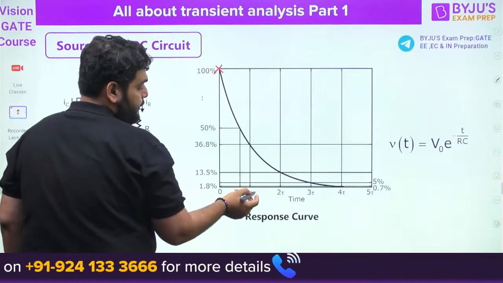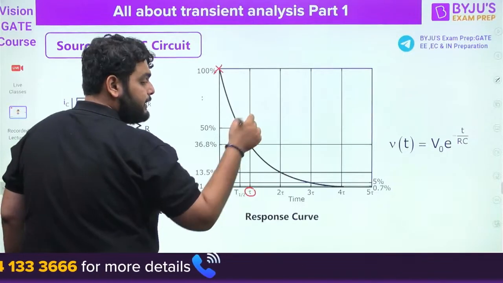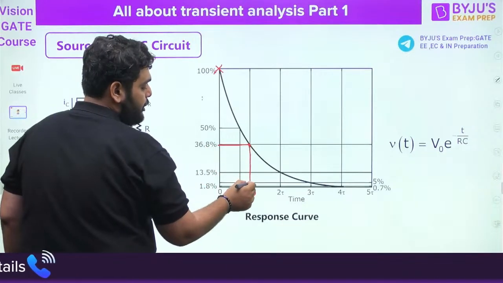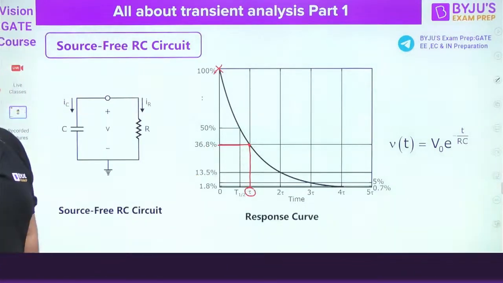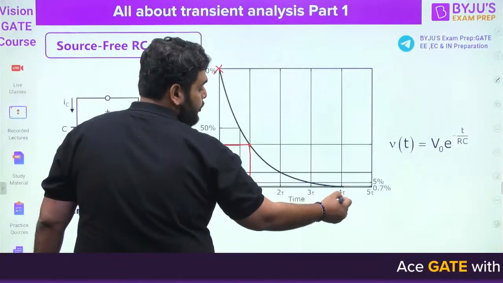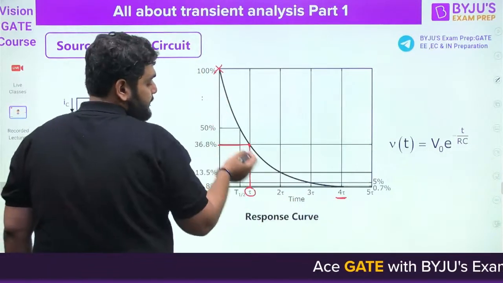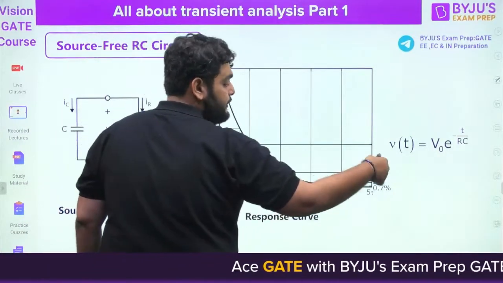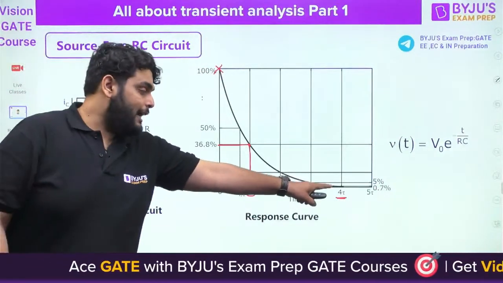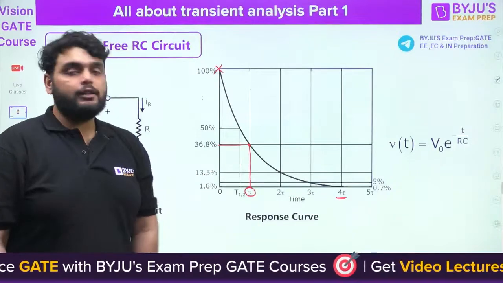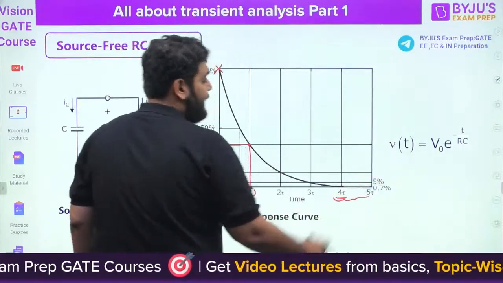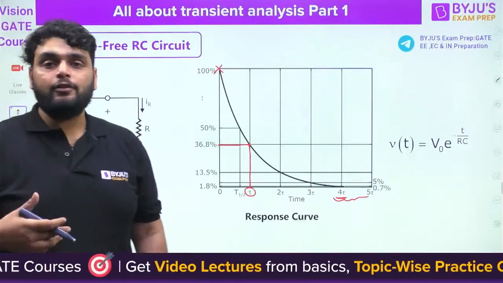Now here you can see what tau is. Tau in case of discharging is the time at which the value will decrease by 36.8%, or you can say 37%. After that, around 4 tau, the voltage becomes 0, which means the transient is going to end here. Since the transient has ended, the voltage across the capacitor is 0. So the transient time lies in this interval, depending on how much error you require.